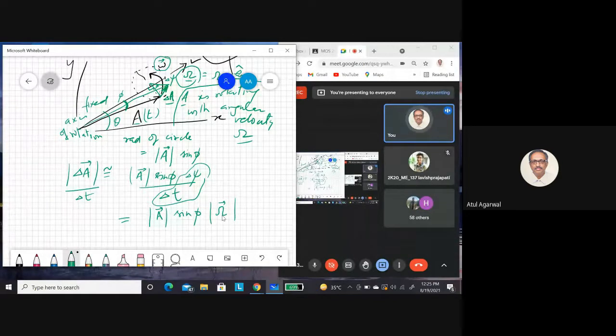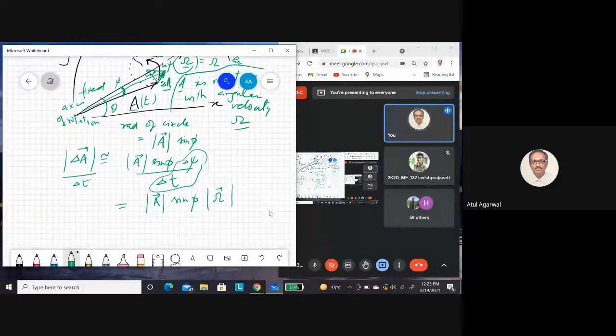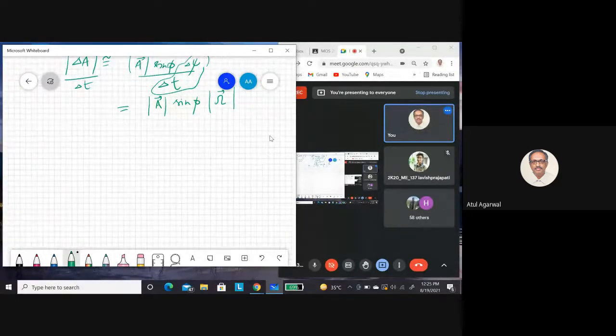Now what is the direction of this delta A? If you look at this, how will you find the direction of delta A? I'll again draw. This is the angular velocity omega. You have taken your vector A like this. It goes around in a circle like this. And this is the delta A. Lavish, can you say anything about this direction? Sir, which one? Direction of delta A. Can I say it is given by the cross product of omega and A?